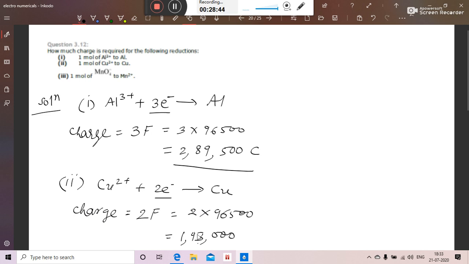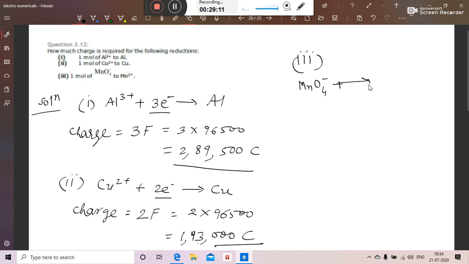1,93,000 Coulomb. Now number 3. 1 mole of MnO4 minus to Mn2 plus. So what is the reduction reaction of permanganate ion? A permanganate ion MnO4 minus is getting converted into Mn2 plus.